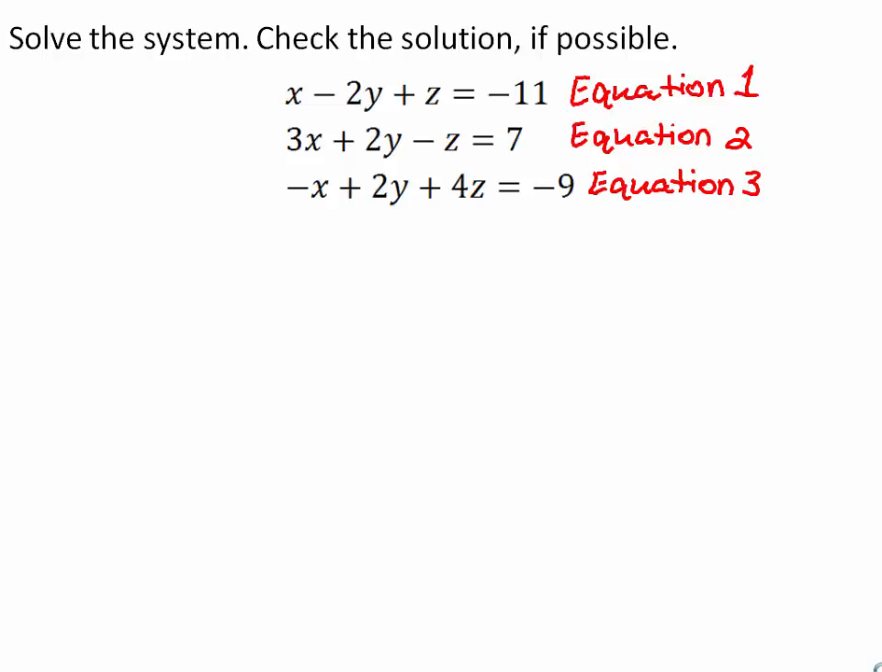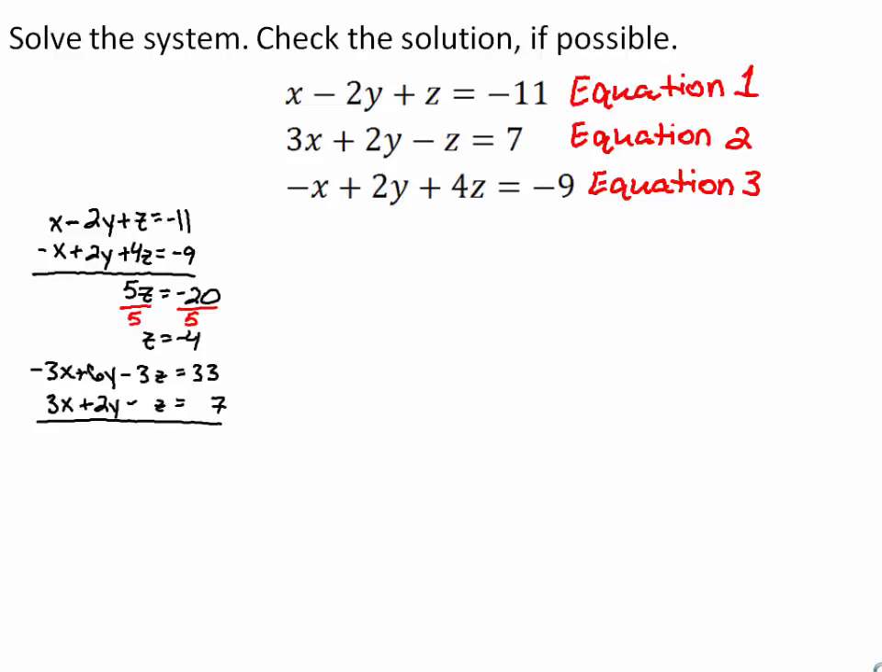To do this, add equation 3 to equation 1, giving you 5z equals negative 20. This can be simplified by dividing each side by 5, leaving you with z equals negative 4. Now add equation 3 to negative 3 times equation 1, giving you 8y minus 4z equals 40, which can be simplified by dividing each side by 4. Now you want to solve the new linear system for both of its variables.